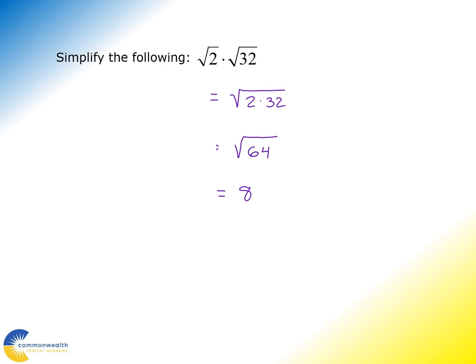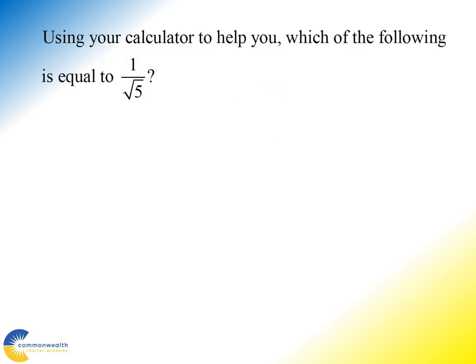However, what happens when we're trying to figure out things like this, 1 over the square root of 5? Before we move on to this, find out what 1 over the square root of 5 is on your calculator. Okay, so now of these choices I'm about to give you, which of them is equal to the same number that you got for 1 divided by the square root of 5?